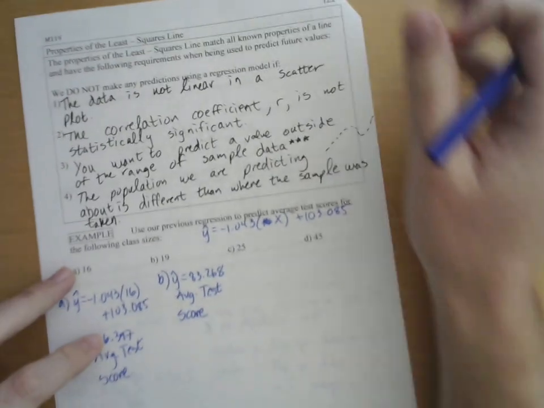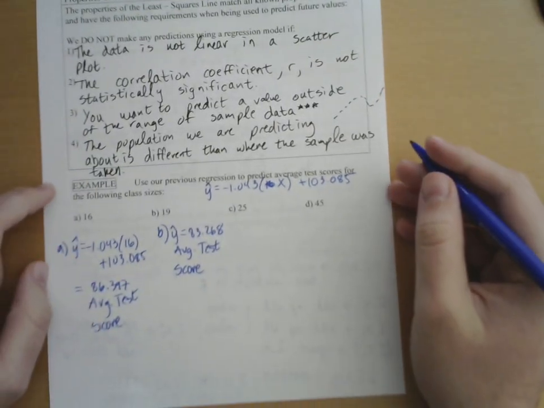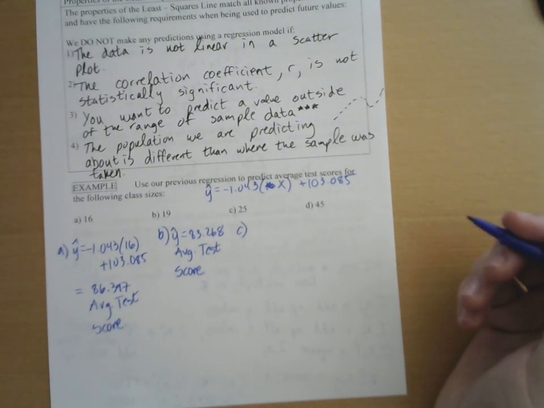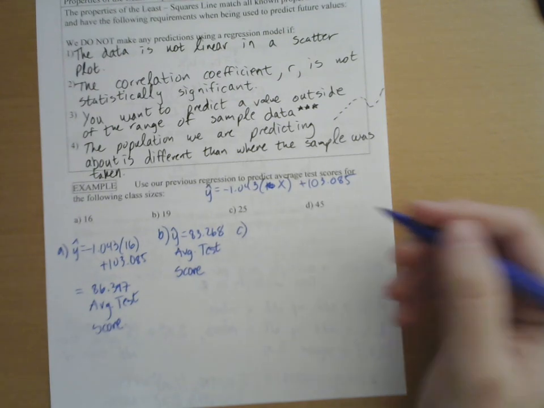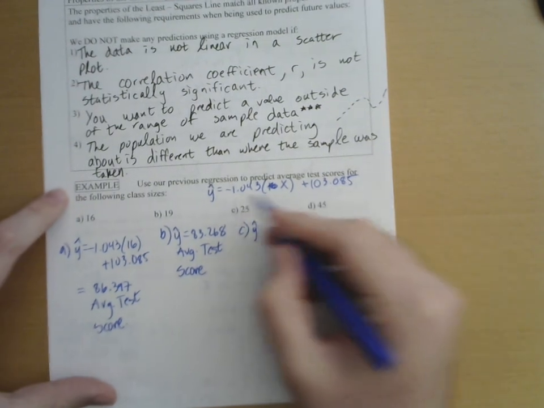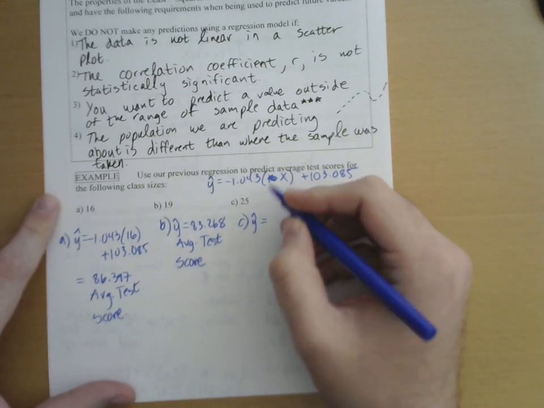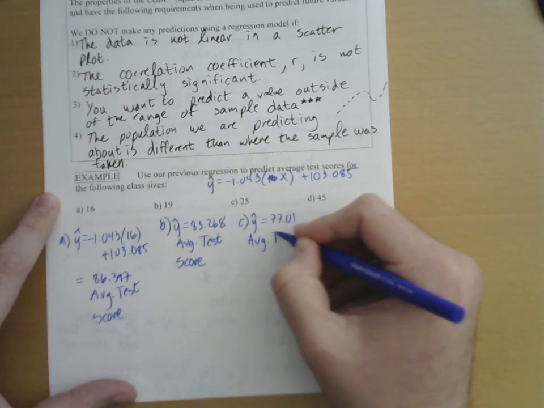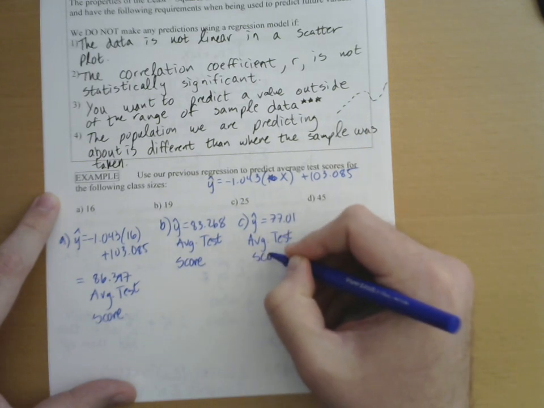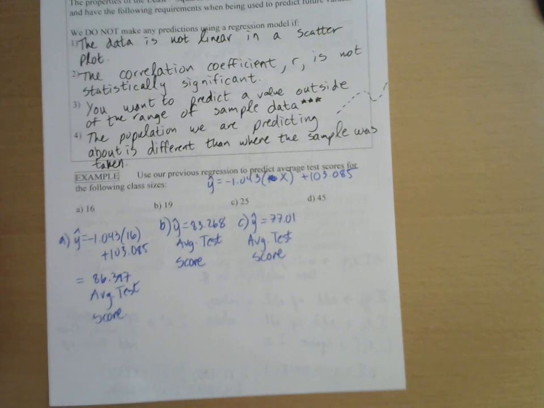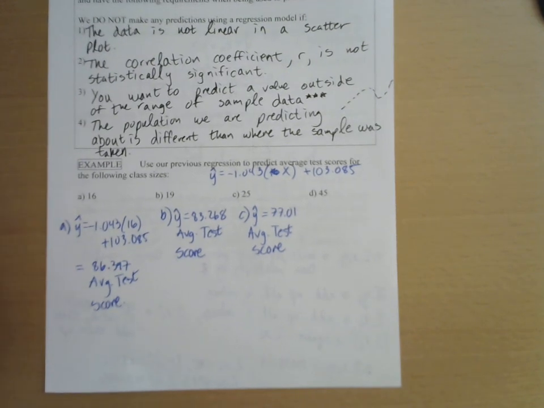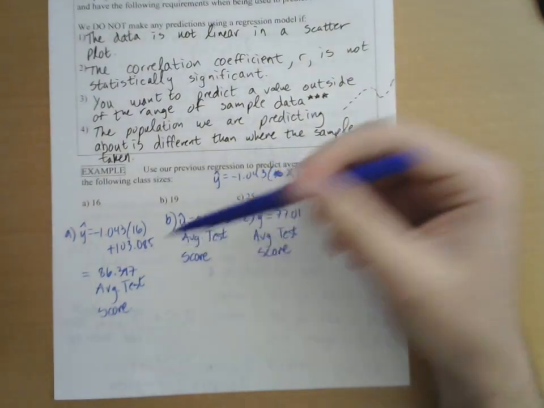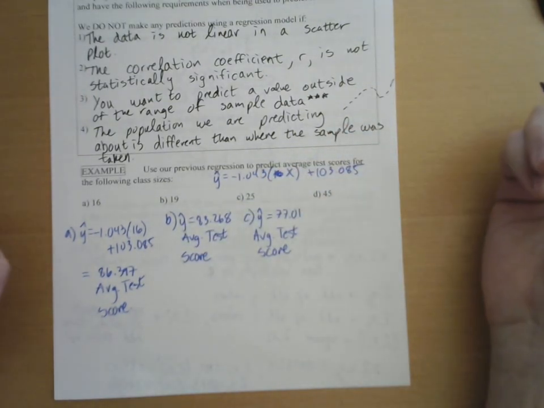So let's look at 25 now. 25 is still in the range because we go up to at least 29. Yep, we go up to 29. Plugging 25 into our equation gives us 77.01. Again, this is average test score. So we would expect a class size of 25 to have an average of 77. There's some more analysis you can do after that: why would that be lower compared to these? That comes down to how your sample was taken.